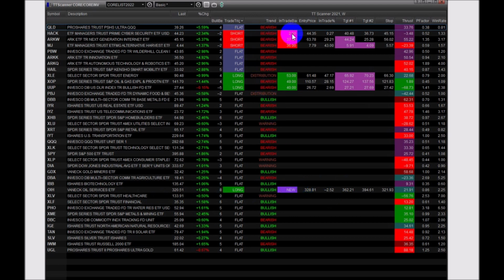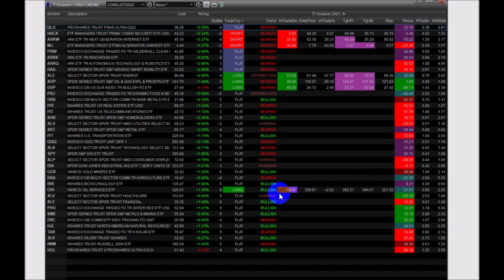We have a couple of short swing trades here. Some of them are already 35 weeks old. This one in HACK is bearish. It's 2 weeks old. It's up 0.27%. No targets hit. Remember to use the thrusting mechanism and the profit factor and win rate when you're looking at these.